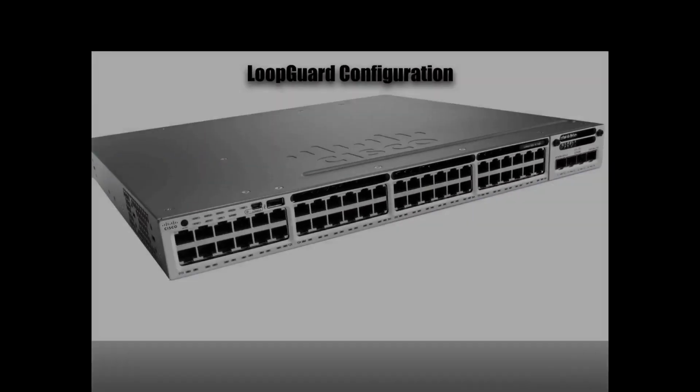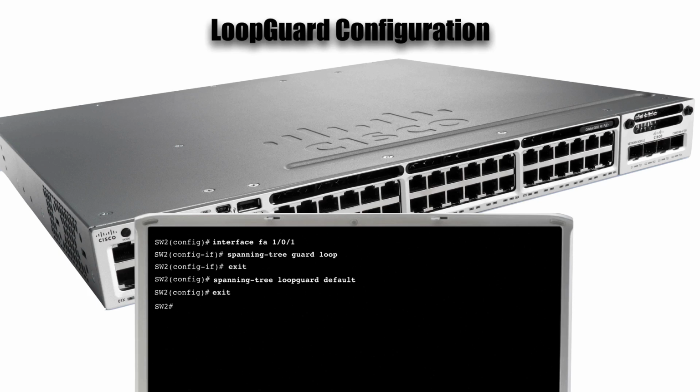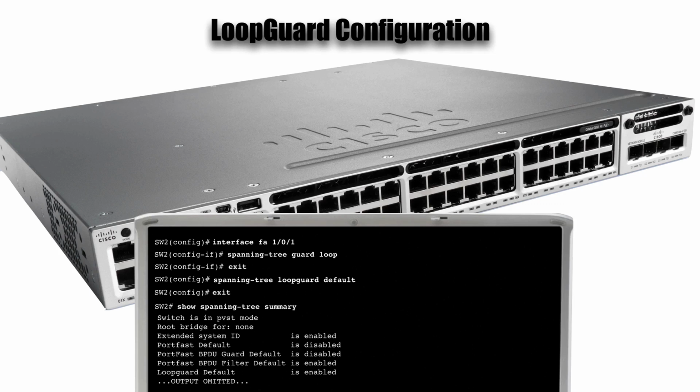Here's how we can set this up. Let's go into interface configuration mode to see how to set this up at the port level first. We're going into interface FastEthernet 1/0/1, and to turn this on, we simply say spanning-tree guard loop. If we want to turn it on globally, we can say spanning-tree loopguard default, and to see if it is turned on, we can say show spanning-tree summary, and you can see a couple of lines up from the bottom that globally loop guard is enabled.